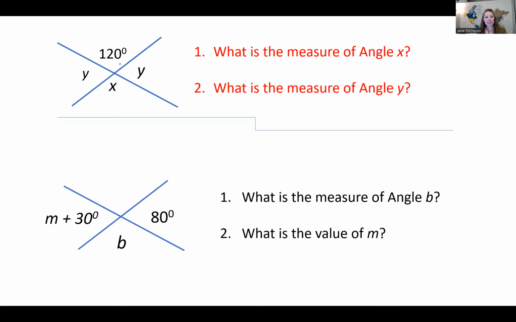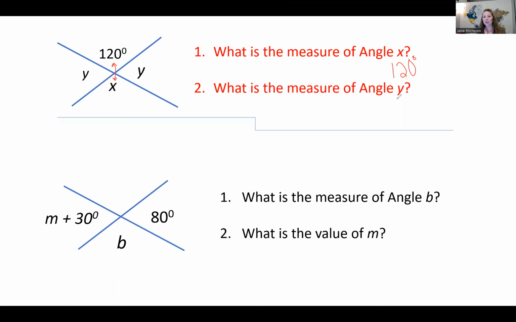All right, so let's look at this picture right here. So we have one angle that's 120 degrees, right? Well, the first question is, what is the measure of angle X? Well, angle X is vertical. Remember, vertical angles measure the same, 120 degrees. So angle X is 120 degrees.